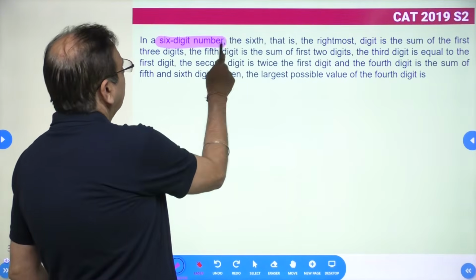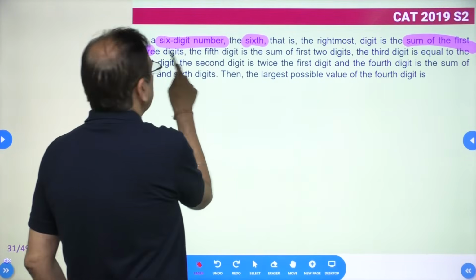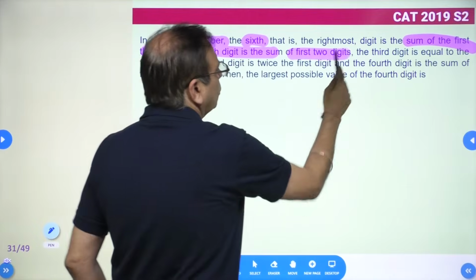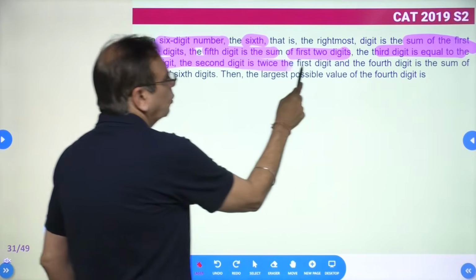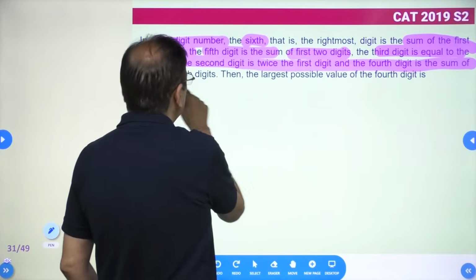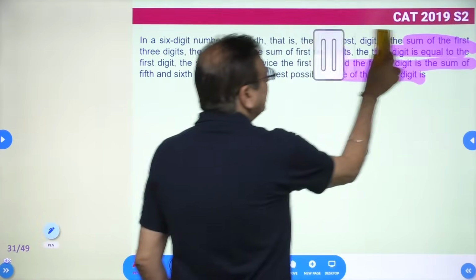In a 6-digit number, the 6th, that is the rightmost digit, is the sum of the first 3 digits. The 5th digit is the sum of the first 2 digits. The 3rd digit is equal to the first digit. The 2nd digit is twice the first. Okay, it's a long story. Focus on the operative part and start writing down the number.